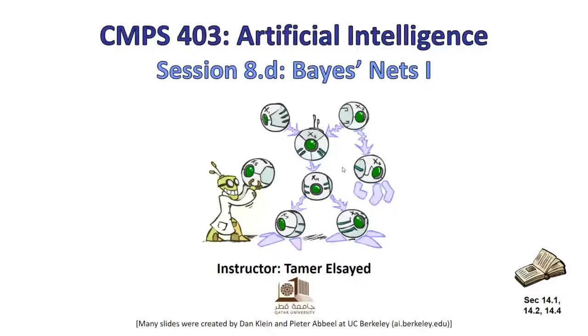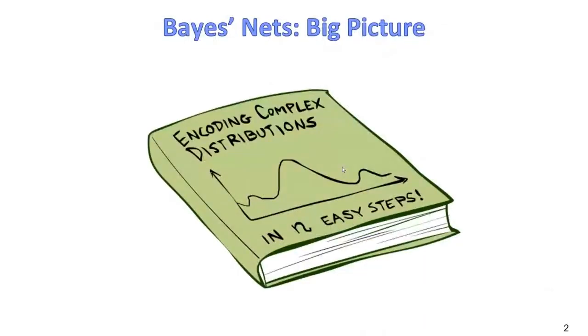Okay, now what are BayesNets? Of course, from the name, Bayes, we will use Bayes rule mainly in this model. And BayesNets means that we will see something like a network here. So what is the big picture of BayesNets?